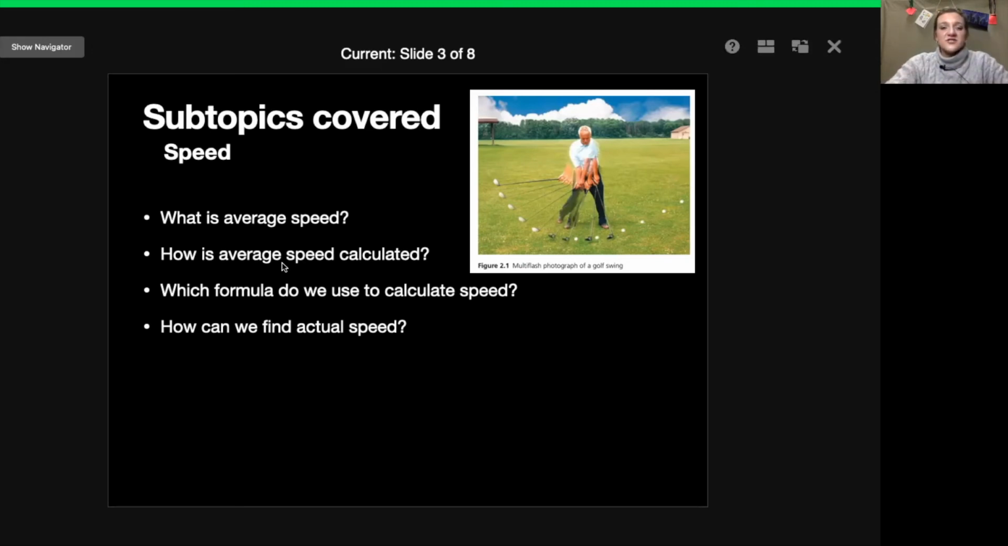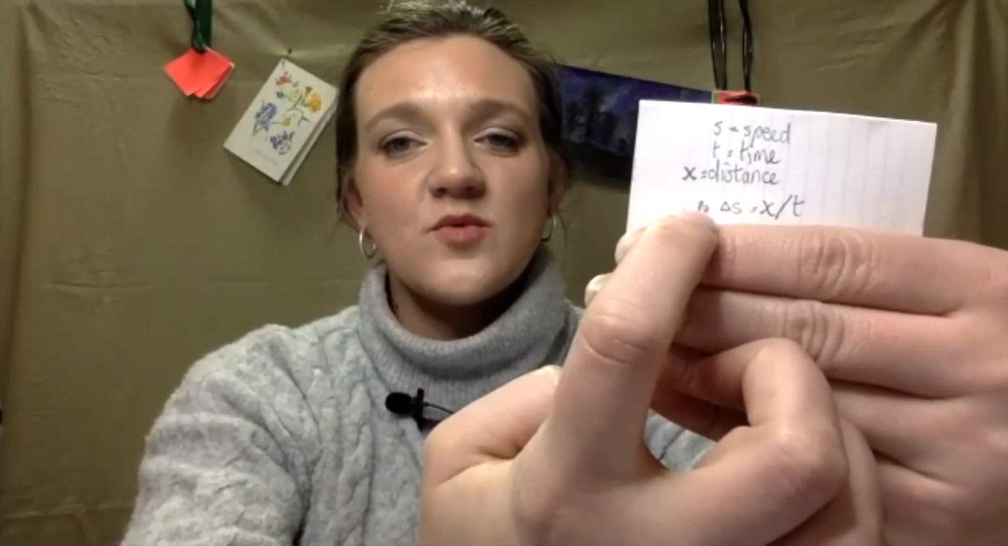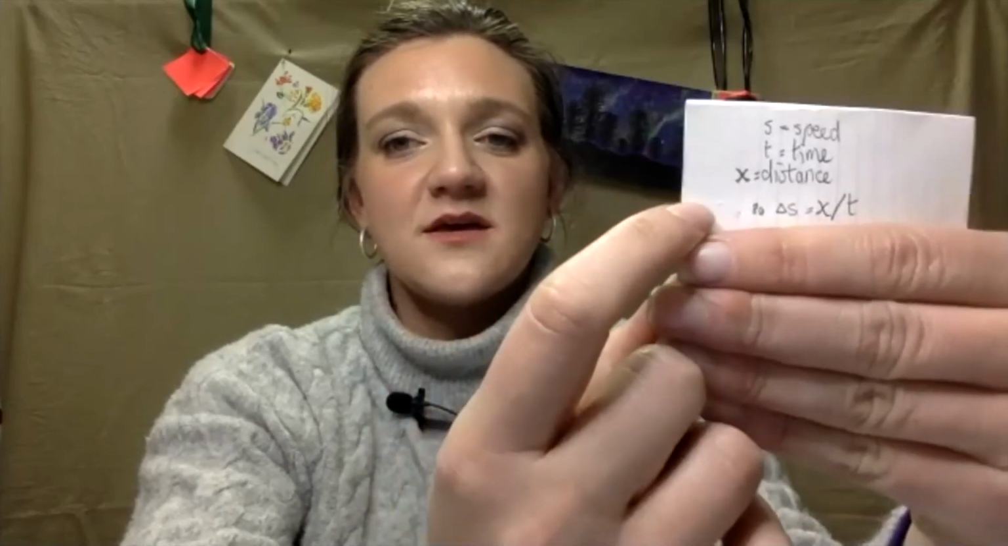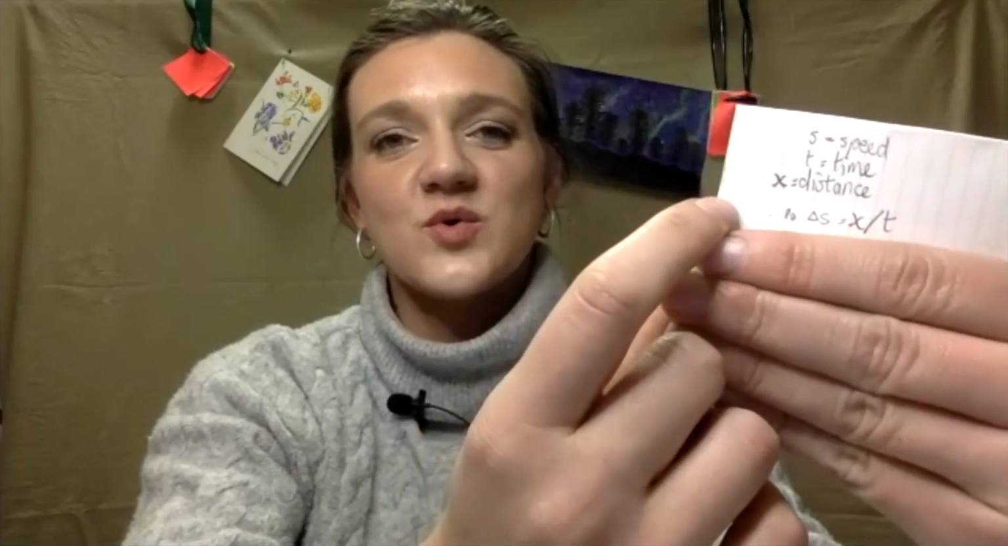How is average speed calculated? Which formula do we use to calculate speed? Usually the formula that you will be using is, if you look at this, we have speed, which is S, T for time, and X for distance. So if you have average speed, then it will be X divided by T. So X divided by T is how you calculate your speed.